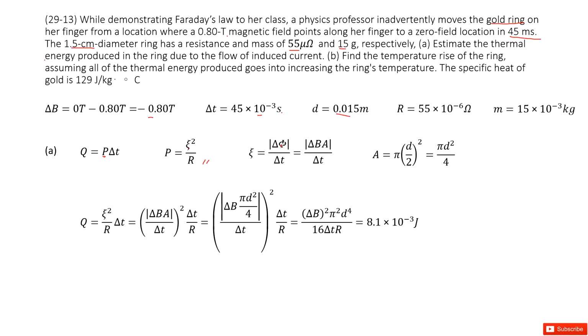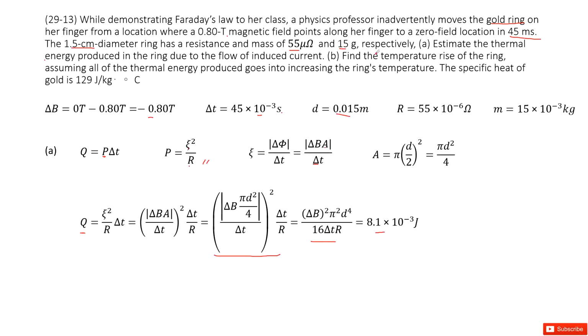Now the magnetic flux is B times A, right? So the change of magnetic flux is the change of B times A. Agree? A is the cross-sectional area, pi r squared, right? So the diameter divided by 2 is the radius. Now you can see we can work there. So we write down Q there and replace P with epsilon squared divided by R, and then replace epsilon in this equation, and then input A in this equation. So now you get an equation that looks like this, right? Reorganize it, you get it there, and input all the given quantities, get the answer there.